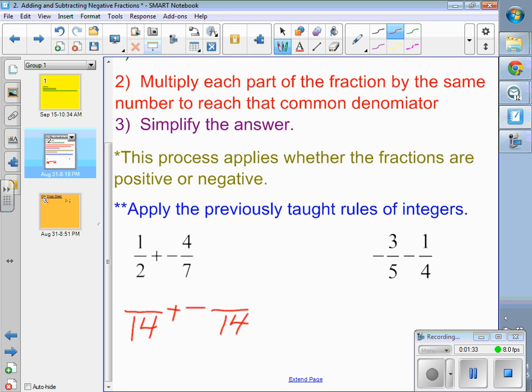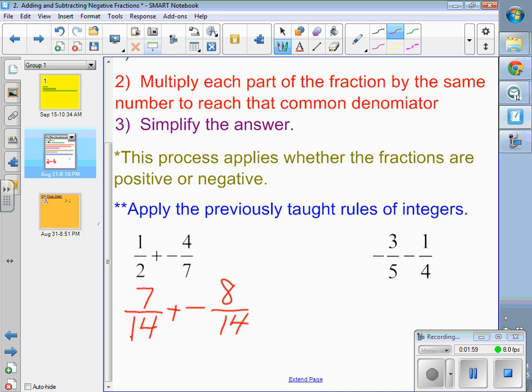Okay, so what did I do? To the half to get to 14, I multiplied by 7. So 1 times 7 is 7, so I've got 7/14. What did I do to the 7 to get to a denominator of 14? I multiplied by 2, so 4 times 2 is 8. So now I have 7/14 plus negative 8/14, and I subtract them because my signs are opposite, right?